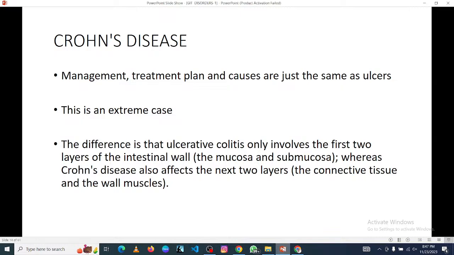So there are several differences actually, but one of the differences is that ulcerative colitis normally affects the first two walls of your intestine, while Crohn's normally affects all four walls of the intestine. And the nature is also different. For Crohn's, it starts from the terminal end of the ileum, and it can also be elsewhere in the ileum, but it starts in the terminal end and it's not continuous.